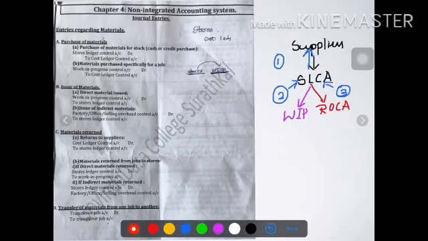So now let us go through the first scenario, that is returning the material from stores ledger control account to supplier account. So here it is, return to suppliers. In this case, the entry would be cost ledger control account debit to stores ledger control account, which is exactly the opposite of purchase of material entry.